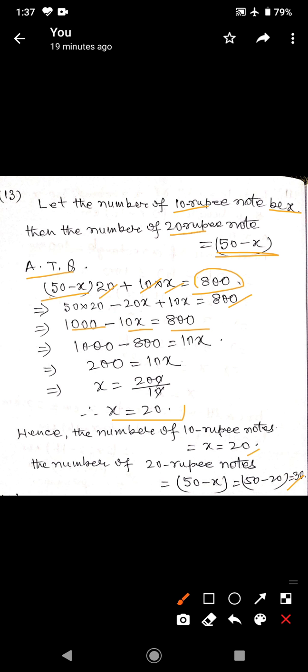Hence the number of 10 rupee notes equal to x equal to 20. Number of 20 rupee notes equal to 50 minus x equal to 50 minus 20, that is 30.